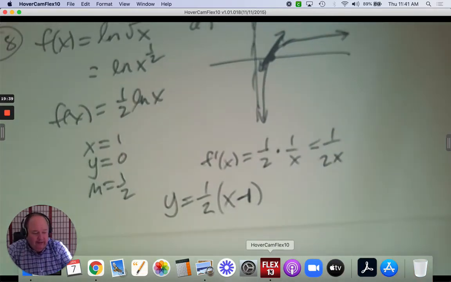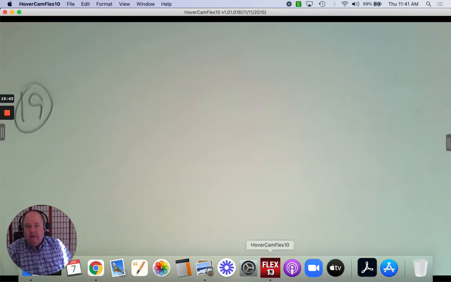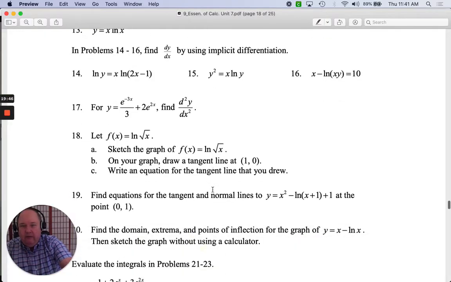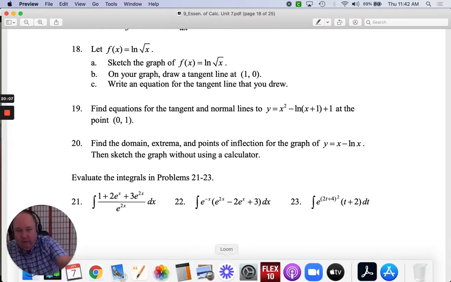All right, number 19. We're getting there. Number 19, find equations for the tangent and normal lines. That means they're perpendicular. For that equation, I'm going to write down y equals x squared subtract ln x plus 1 on the outside. And it gives me a point, which is nice. So that's 0, 1. So the only thing I need to find is the slope by taking the derivative.